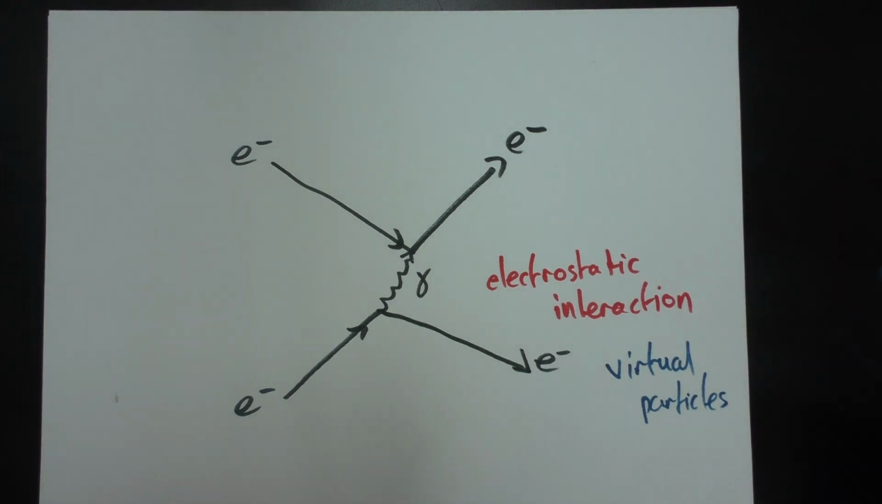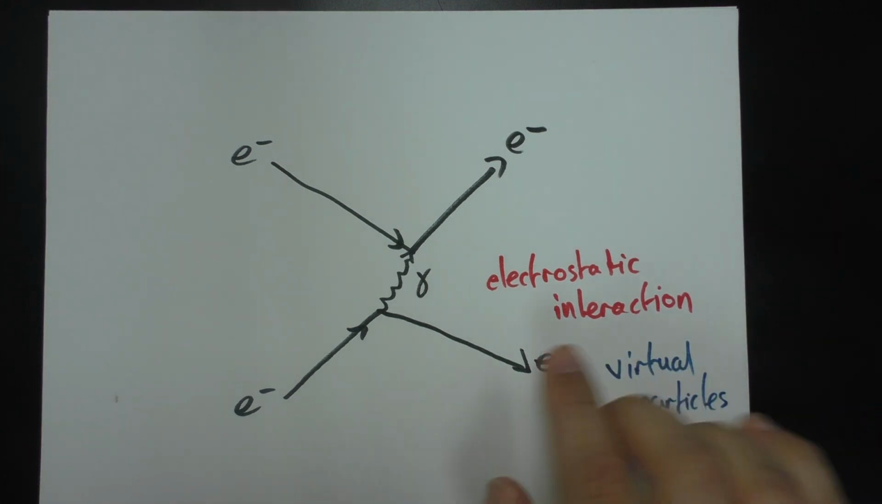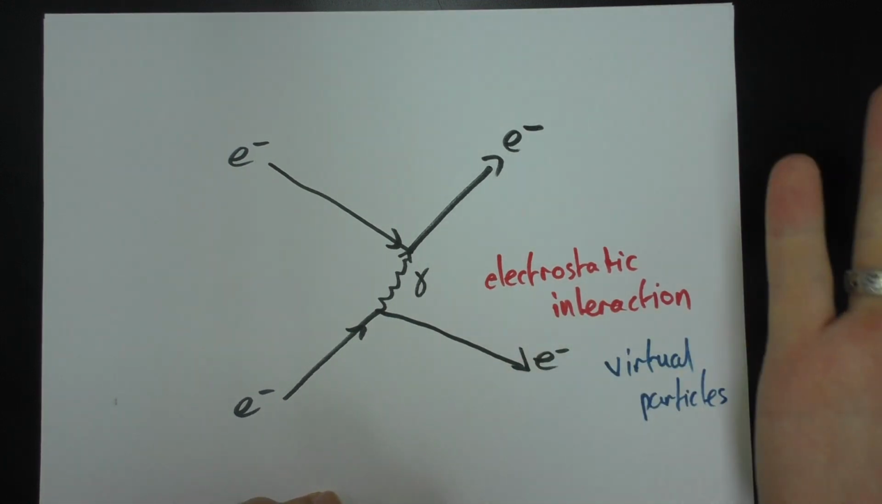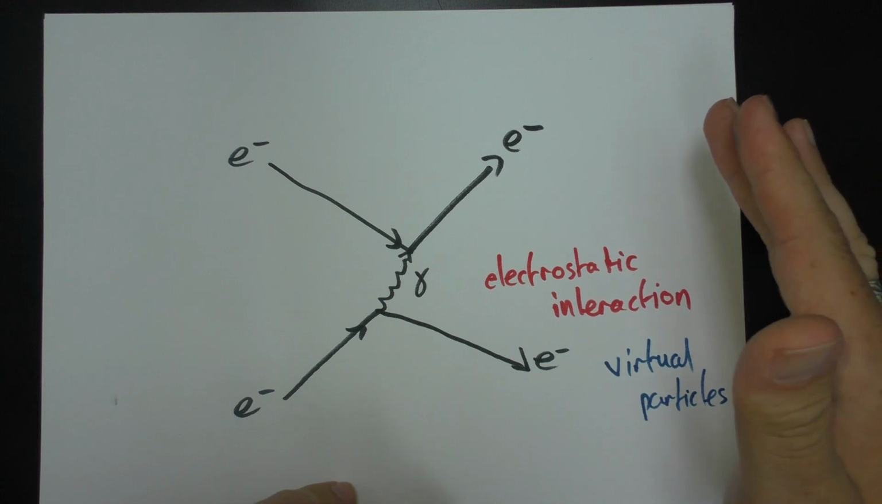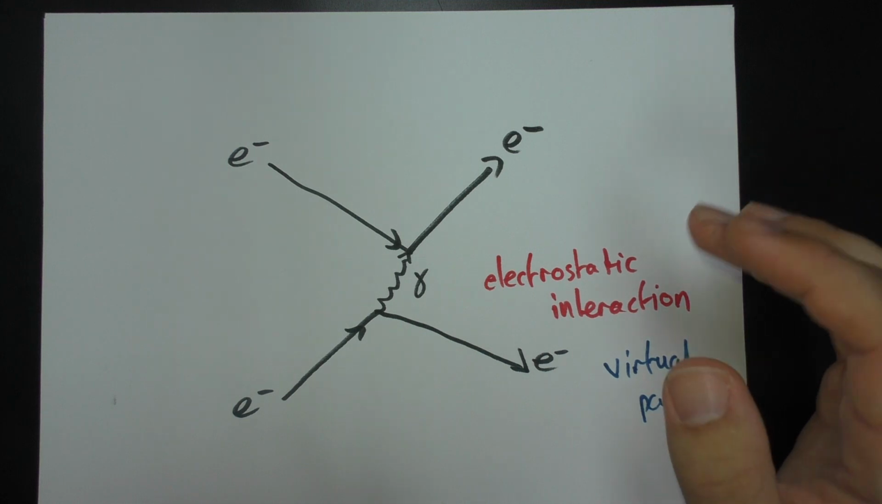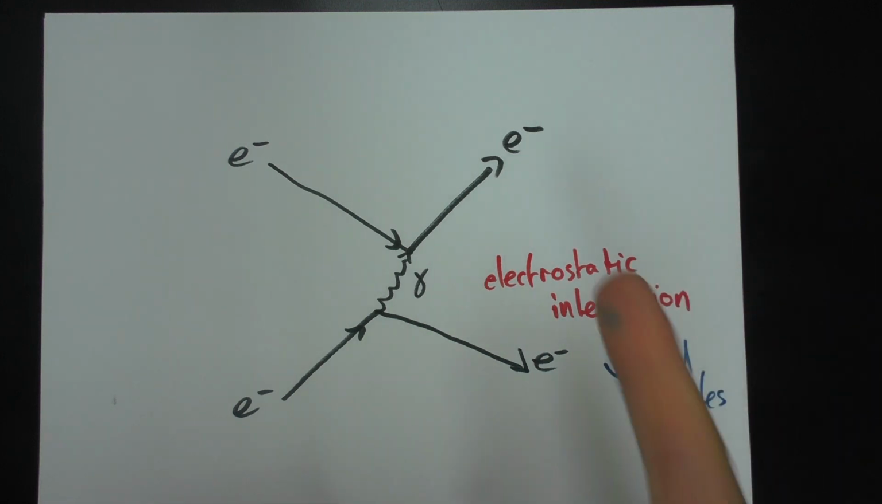So photons are the exchange particle which governs electrostatic interactions. So what about any other interactions then? Well, there are a number of other interactions that occur, and we will talk about those in the next video.